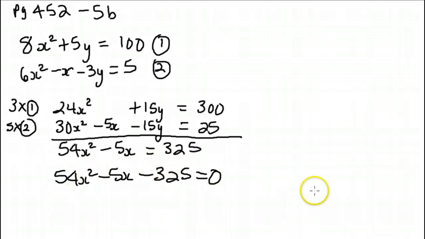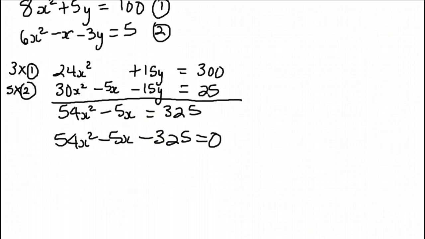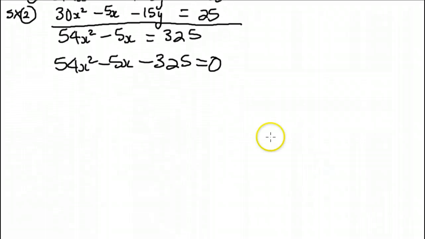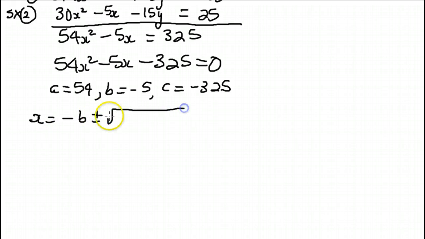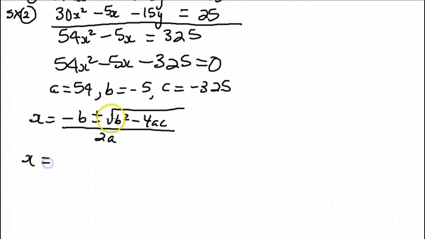I don't know about you, but that doesn't look that easy to factor, which may be why we're leaving that out of the solutions. But let's use the quadratic formula. So a is 54, b is negative 5, c is negative 325. x is equal to negative b plus or minus the square root of b squared minus 4ac, all over 2a.